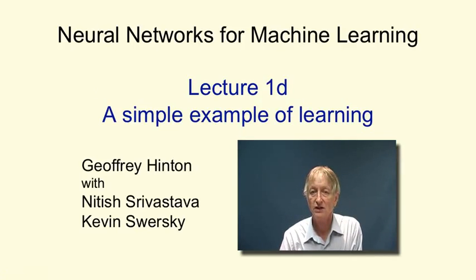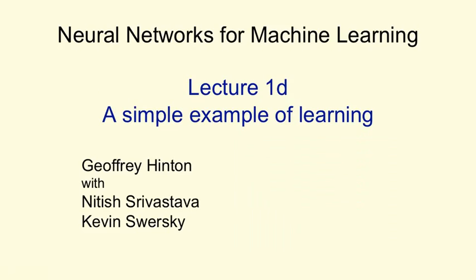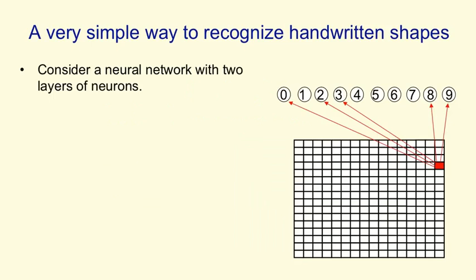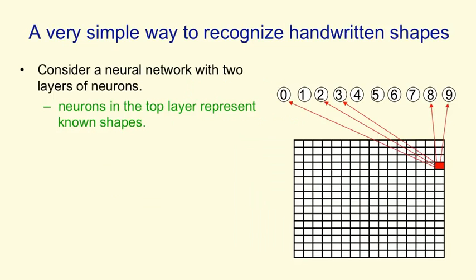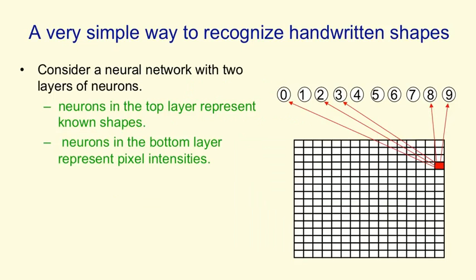In this video, I'm going to show you an example of machine learning. It's a very simple kind of neural net, and it's going to be learning to recognize digits. And you're going to be able to see how the weights evolve as we run a very simple learning algorithm. So we're going to look at a very simple learning algorithm for training a very simple network to recognize handwritten shapes. The network only has two layers of neurons. It's got input neurons, whose activities represent the intensities of pixels, and output neurons, whose activities represent the classes.